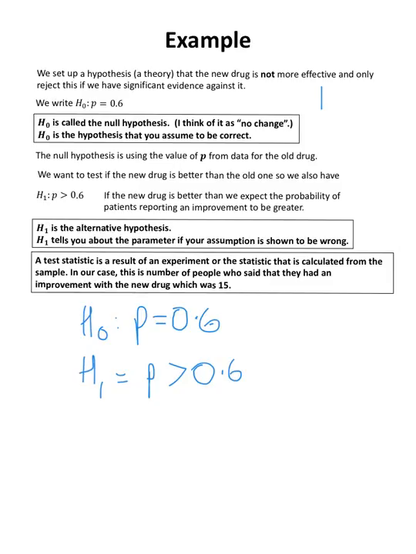So this tells us the parameter if your assumption is shown to be wrong. So a test statistic is a result of an experiment or the statistic that is calculated from the sample. In our case, our test statistic is the number of people who said they had an improvement with the new drug. So our test statistic here is 15.